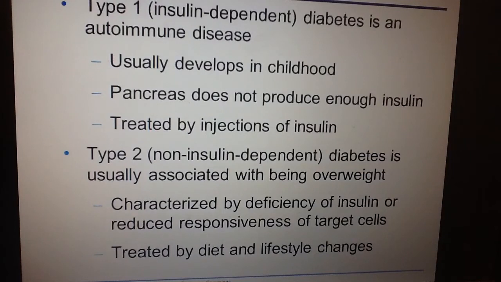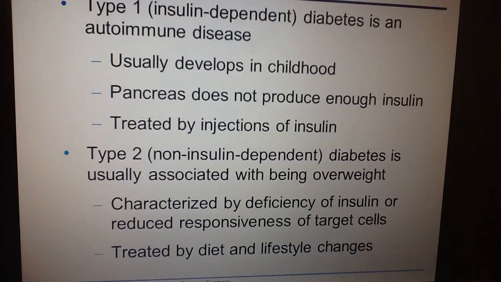There are two different types of diabetes. One is insulin dependent, which is type 1. This is the one that you normally develop in childhood. It's something that you get through a genetic disorder. It's where your pancreas literally does not produce enough insulin. How do you fix this? You simply get insulin injection shots. That controls the amount of insulin in your blood, which then controls the amount of glucose in your blood.